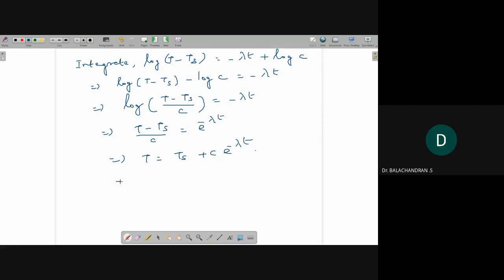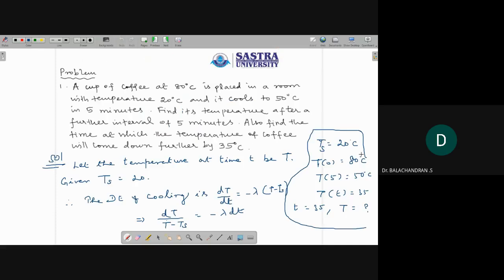Now we know that Ts, the surrounding temperature, is 20, so T = 20 + C·e^(−λt). I call this equation 1. Now, what is given in the question? Next data: initially, that means at time t = 0, a cup of coffee at 80 degrees Celsius is placed in your room.